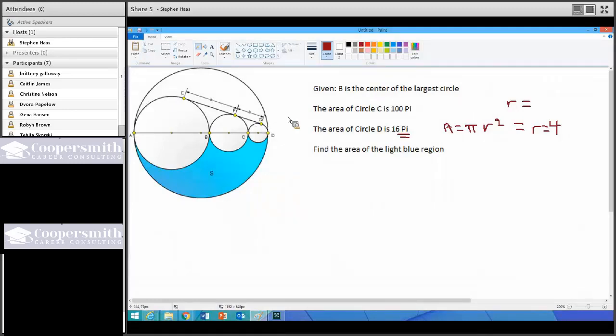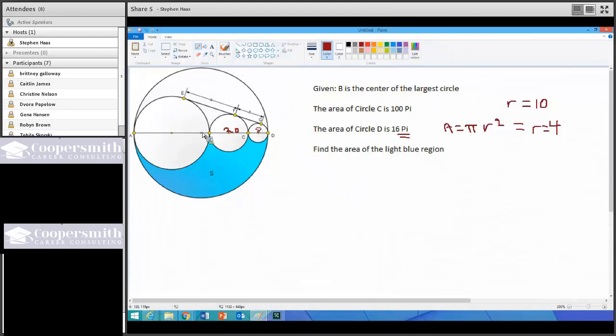Now, if the radius of this circle is 10, what's the diameter? What's this whole length going all the way across from here to here? 20. Good. And what about the diameter of the small circle D? 8. That's right, because the radius is 1/2 of the diameter. So now, if this is 28, well then what's AB? How big is AB?